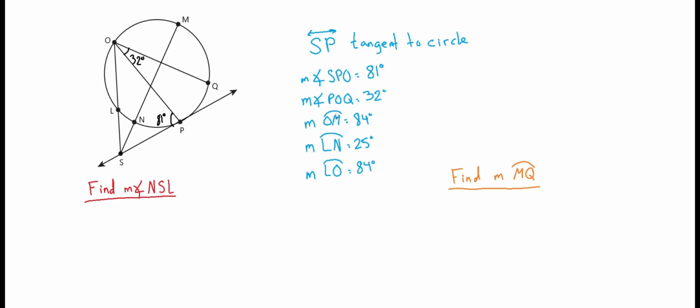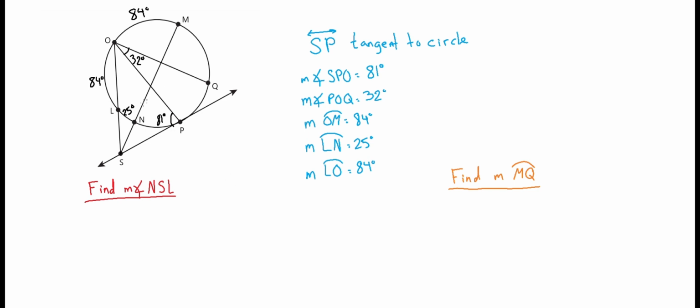Measure of arc OM, and this symbol over here means arc, would be 84 degrees. Measure of arc LN is 25 degrees. And then measure of arc LO is also 84 degrees.